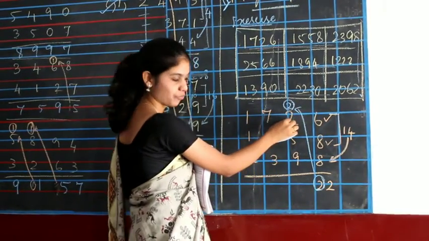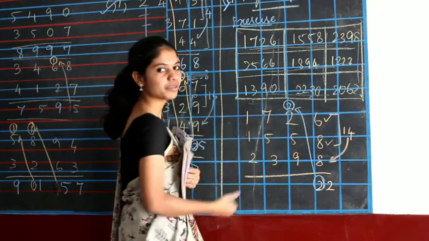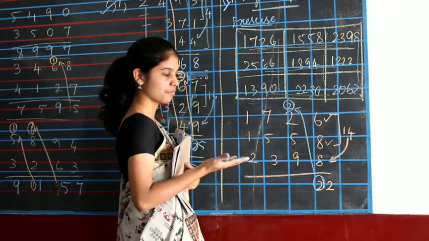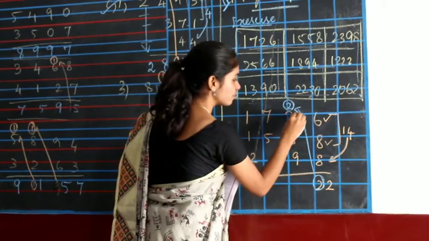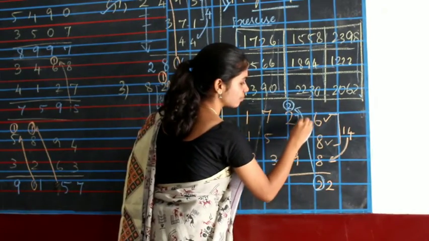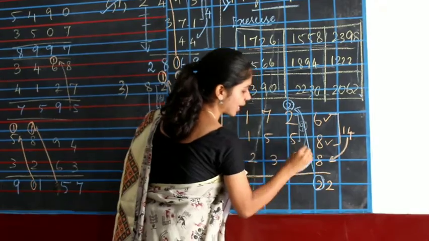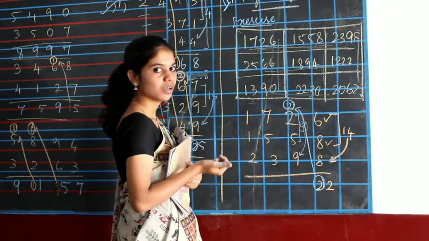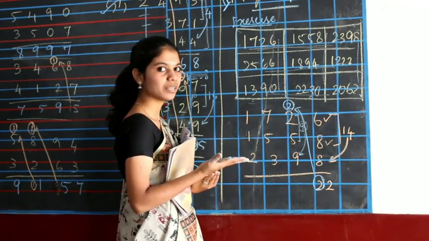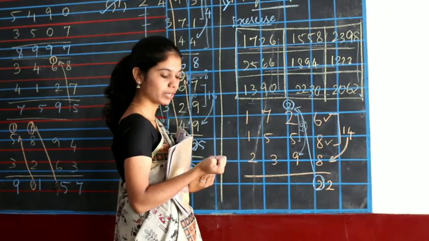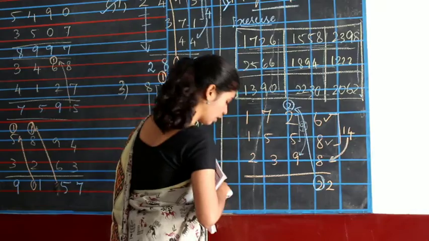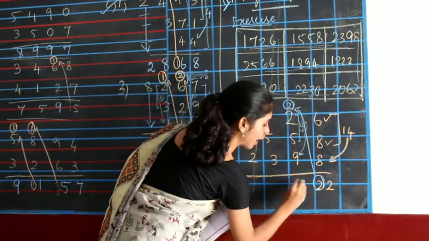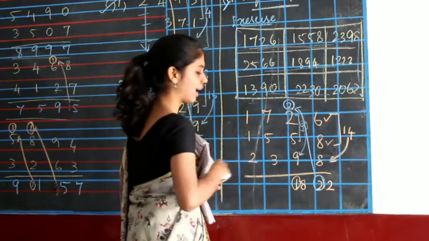2 plus 2 will be 4, and then 4 plus 5, 4 in your mind, 5 in your finger. 4 after 5, 6, 7, 8, 9. Here you got 9. So 9 plus 9, 9 in your mind, 9 in your finger. 9 after 10, 11, 12, 13, 14, 15, 16, 17, 18. So here you will be getting 18. Again 1 will be your carry.